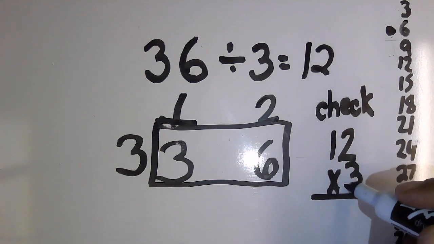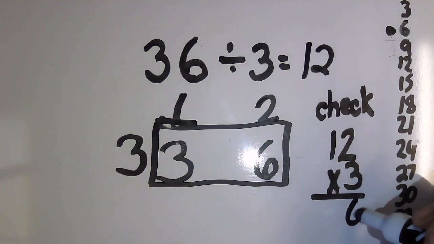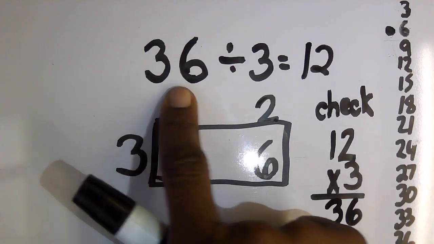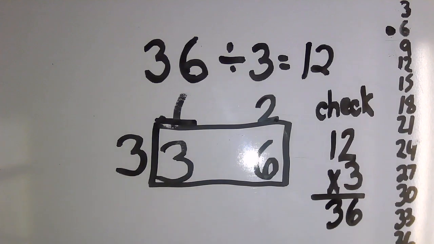So 2 times 3, that's 6. 3 times 1 is 3. And I get back the dividend, the number in the box. When you get back the number in the box, which is called the dividend, that's how you know you're correct. Okay? Now let's do one more with the division.